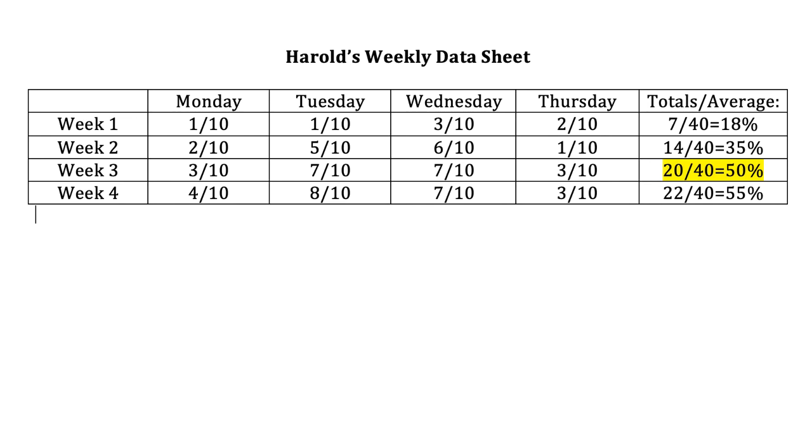This is Harold's weekly data sheet. As you can see, Harold reached a rate of over 40%, which was his target goal, by the third week, by reaching a rate of 50%.